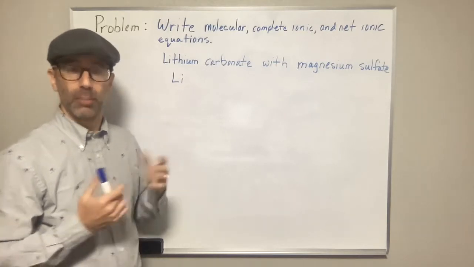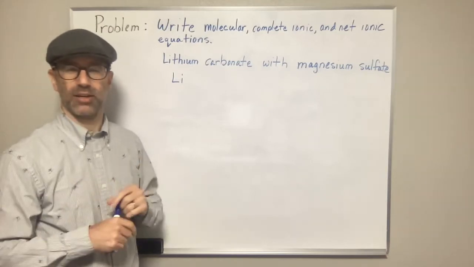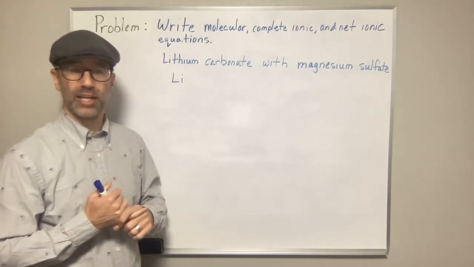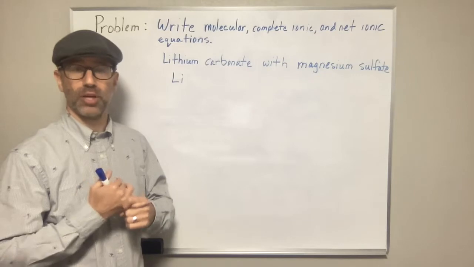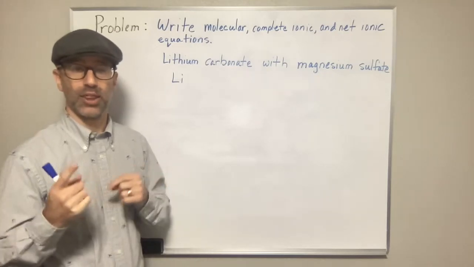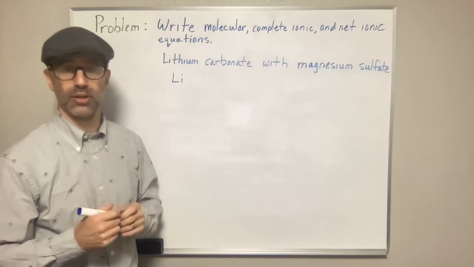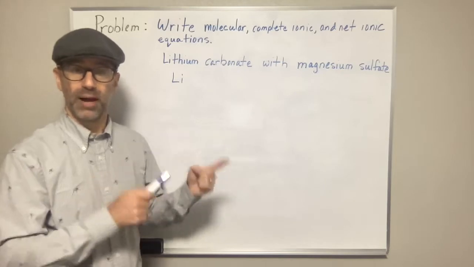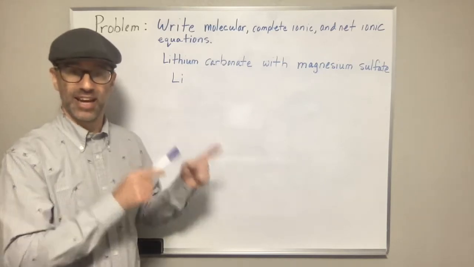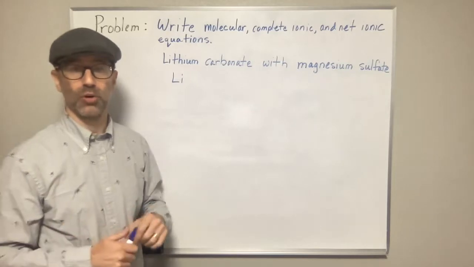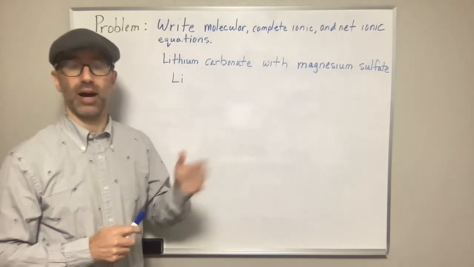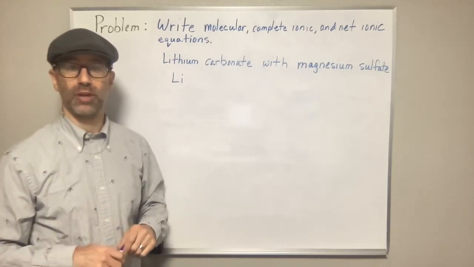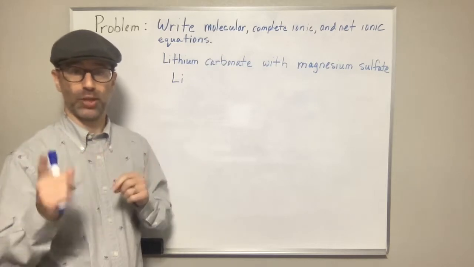A couple ways you can figure that out. First, there's a general rule: if you're in the first three groups, 1A, 2A, and 3A of the representative elements, the positive charge on the ion will be equal to its group number. So if you're in group 1A, you're going to have a positive 1 charge. If you're in group 2A, you're going to have a positive 2 charge, and so on. That only applies to groups 1A, 2A, and 3A.